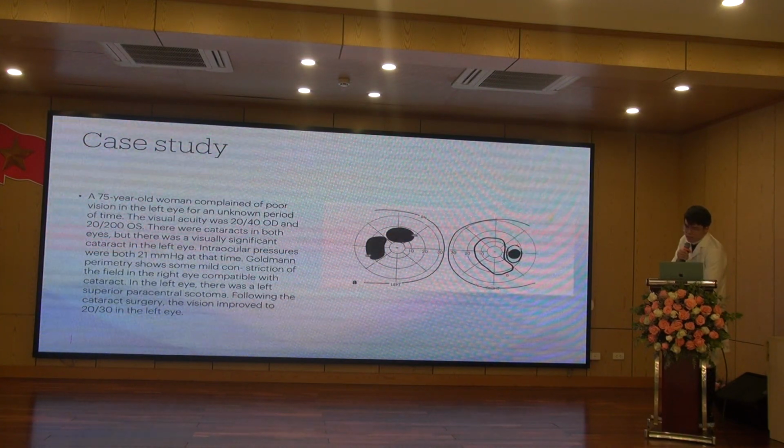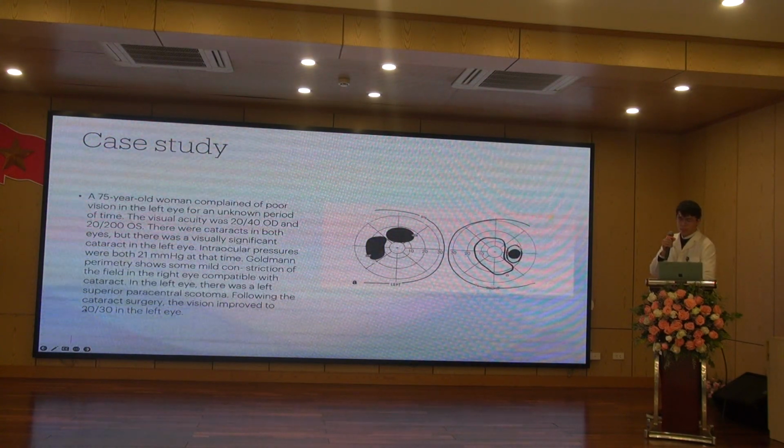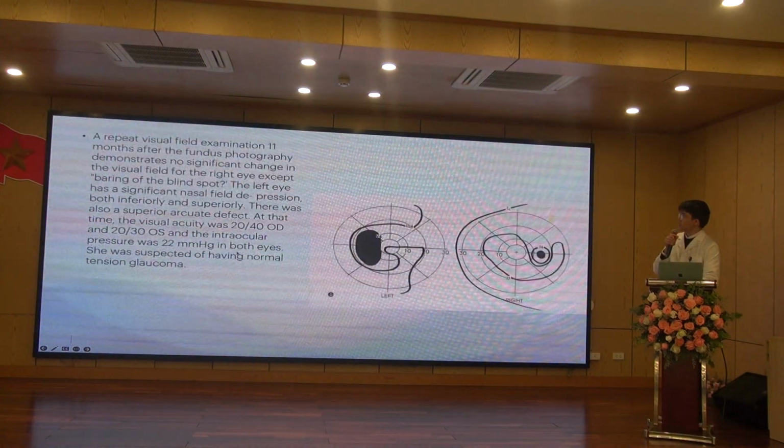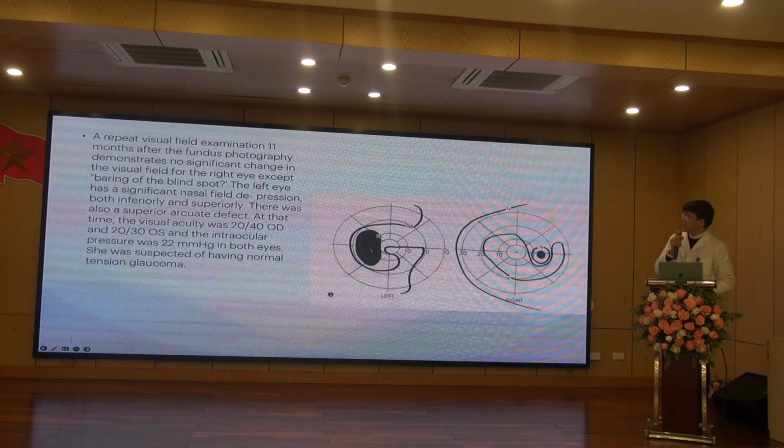This is a 75-year-old woman who complained about poor vision in the left eye with VA of 20/200. After cataract surgery, the VA improved to 20/30. After 4 months, there was a slight increase in the CD ratio in the left eye. 11 months after, on fundus photography, we can see a bearing sign of a blind spot in the left eye, and IOP is 20/20. So she was suspected of having normal tension glaucoma.